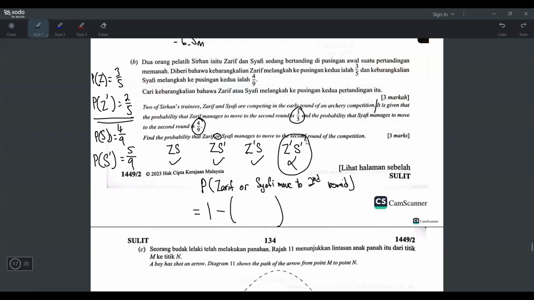So how to find the probability of this? We just take 2/5 times 5/9. Because this Z prime means the probability of Zarif not moving on to the second round, so 2/5. And then Shafi not getting in is 5/9, and then times. So you press this, you get the answer. So the answer is 7/9. If you do it another way, you take this plus this, you get the same answer also. Same answer. Okay, so done.